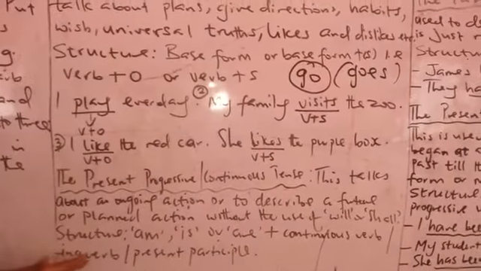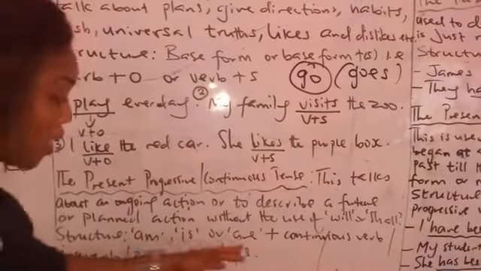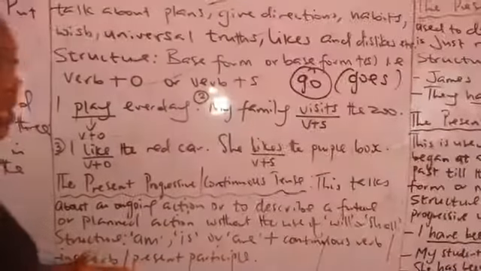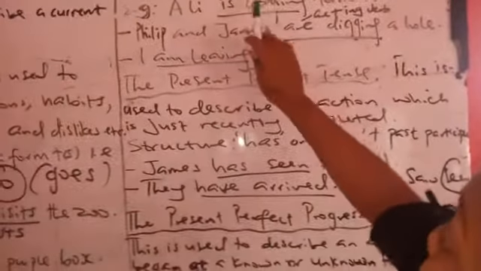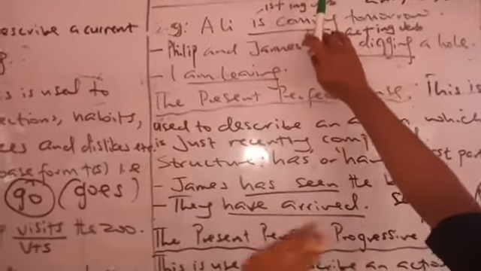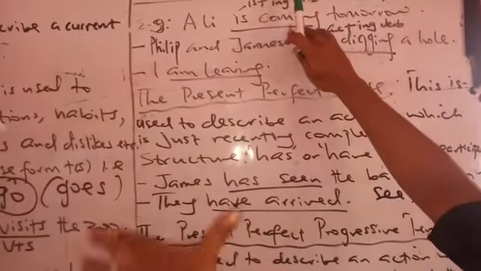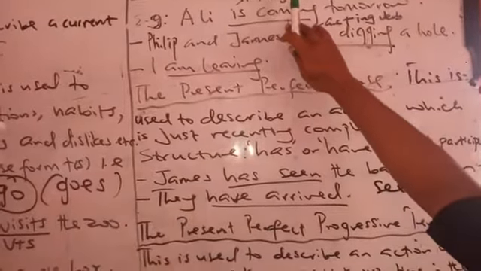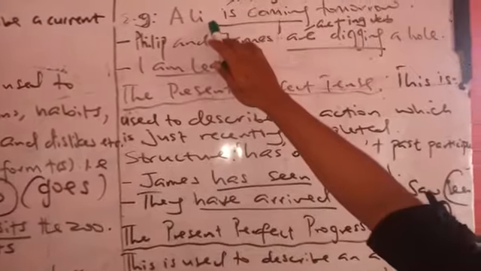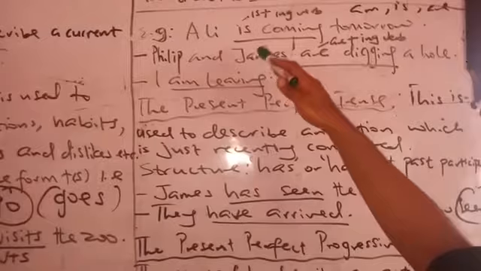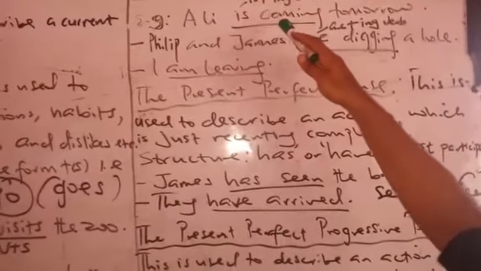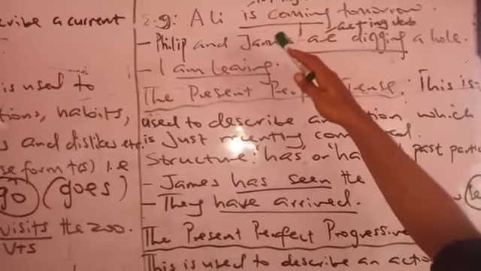The structure of this is am, is, or are plus the continuous verb, or the ing form of the verb. An example is this, or examples on the board. We have Ali is coming tomorrow. Ali is coming. Now this talks about what will happen tomorrow. Remember I said a future or planned action without the use of will or shall. There is no will or shall here, but still you get the feeling that it is something that is yet to happen, an action yet to happen.